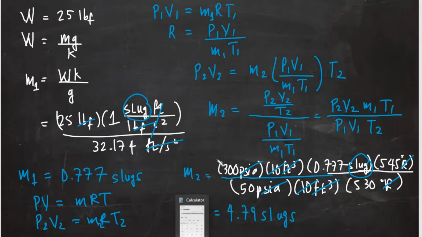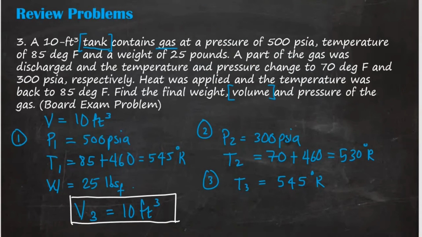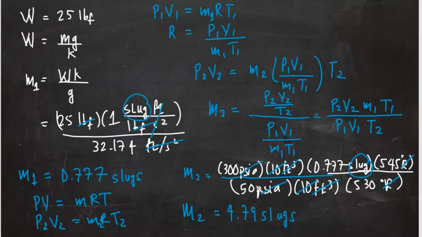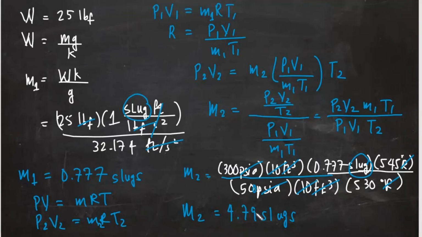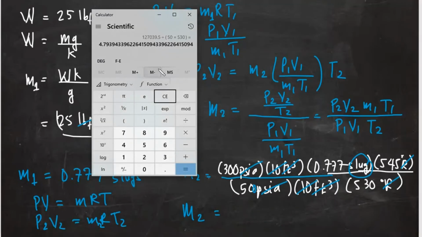Okay, let's check our given first, no? So I have here P1. I remember P1 is supposed to be 500. Sorry about that. So this is supposed to be 500, and we will have a different answer then. Let's just correct this, okay? So you have to be careful when getting your given, or else we'll have an incorrect answer.